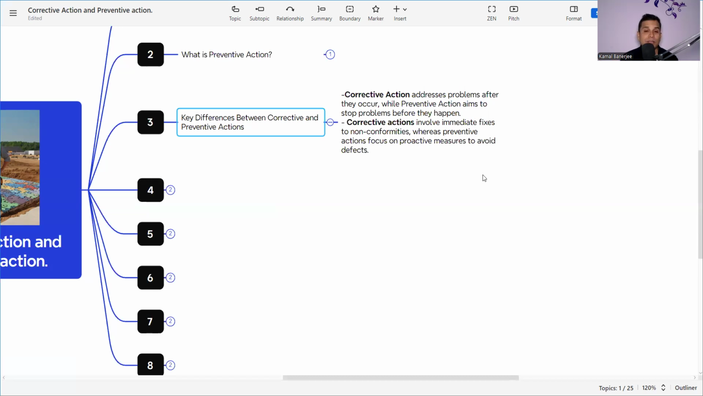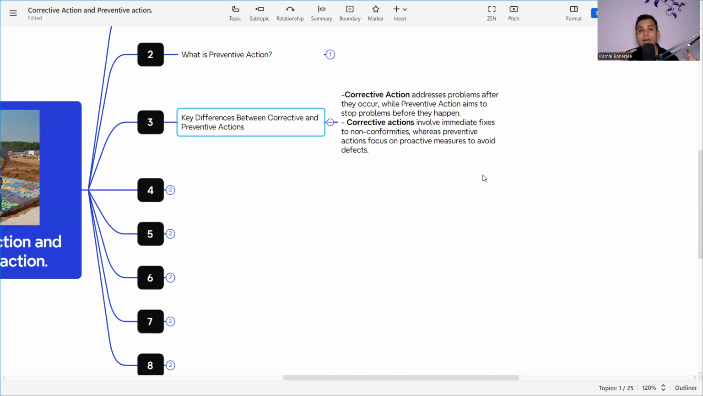Suppose we are doing the brickwork and we find out that the brickwork is not in plumb. So what will be the action? Maybe we need to remove the bricks and do them again. But we find out that it is not in plumb. Why? Maybe we are not checking whenever the worker or the machine is working. So that is finding the root cause.